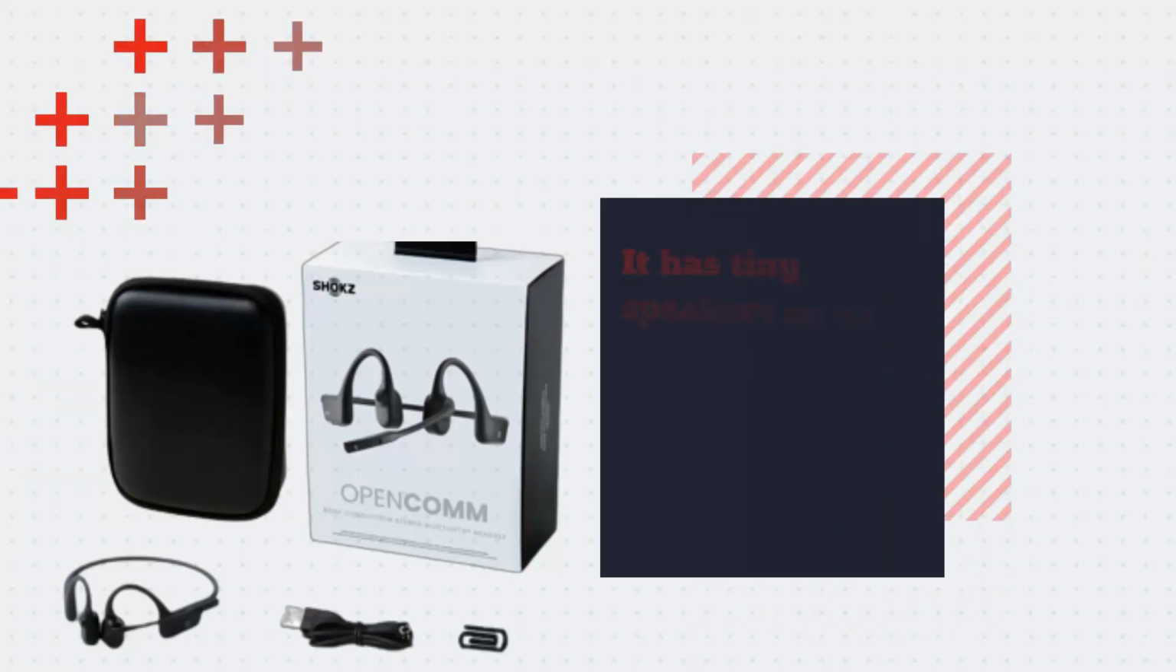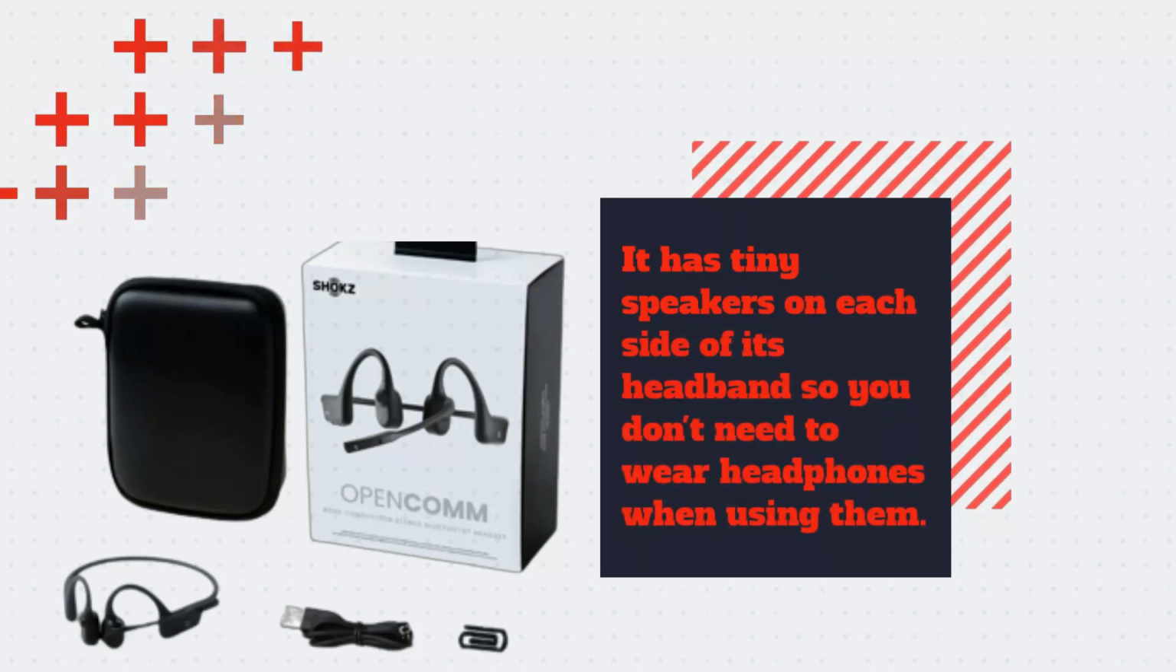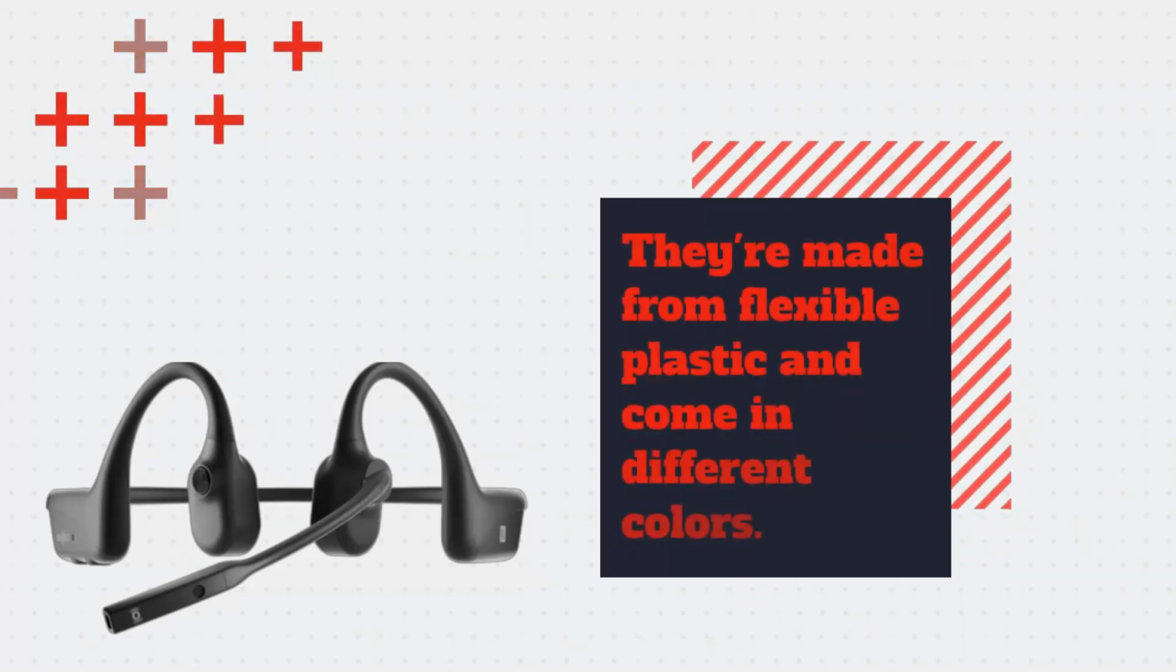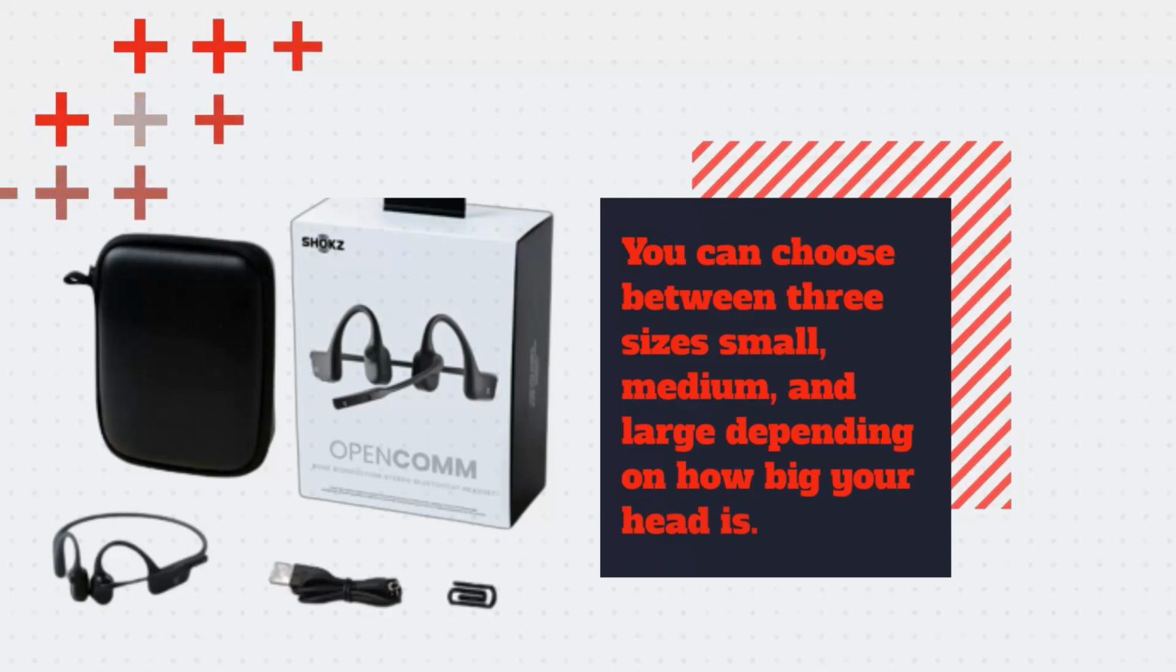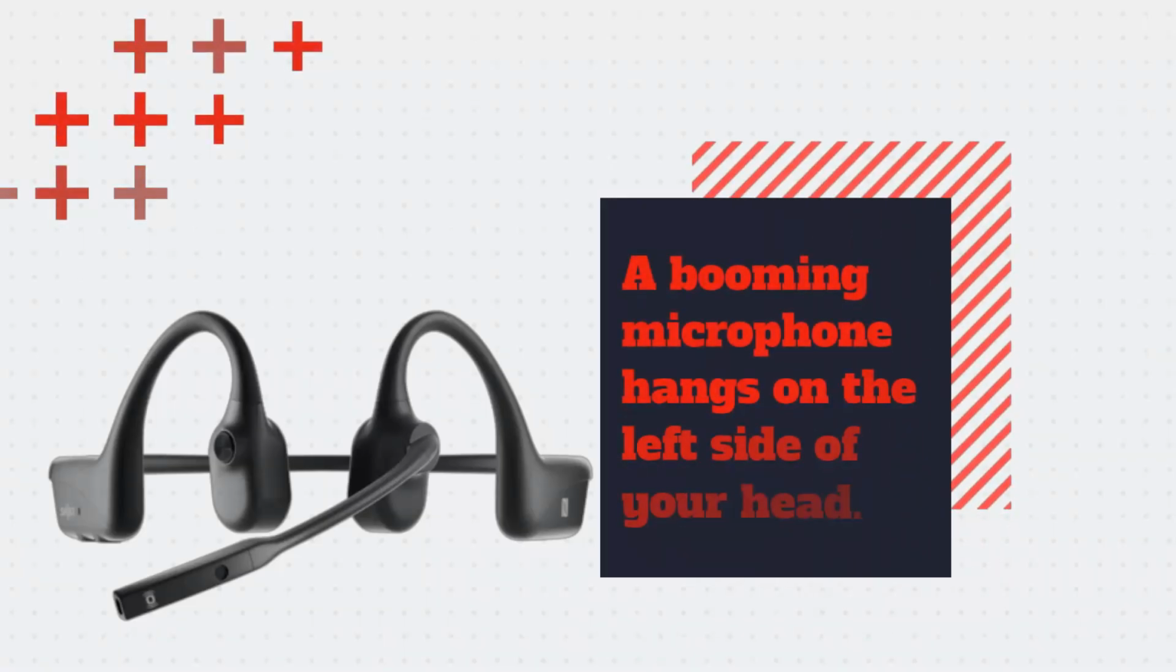It has tiny speakers on each side of its headband, so you don't need to wear headphones when using them. They're made from flexible plastic and come in different colors. You can choose between three sizes: small, medium, and large, depending on how big your head is. A boom microphone hangs on the left side of your head.